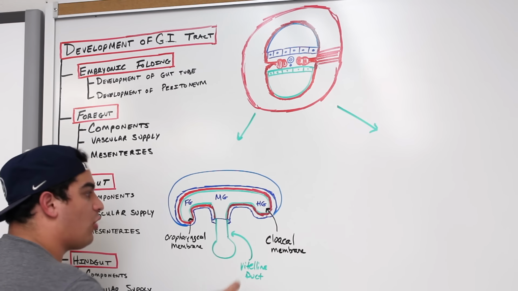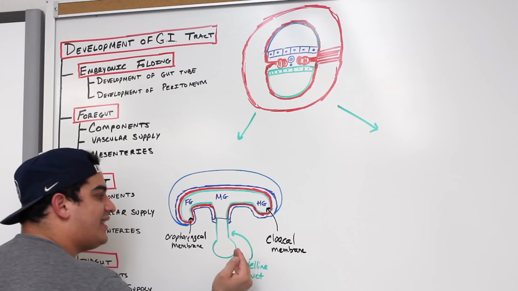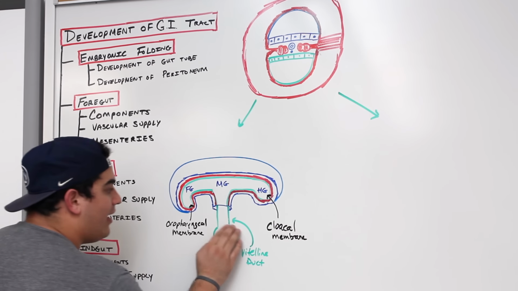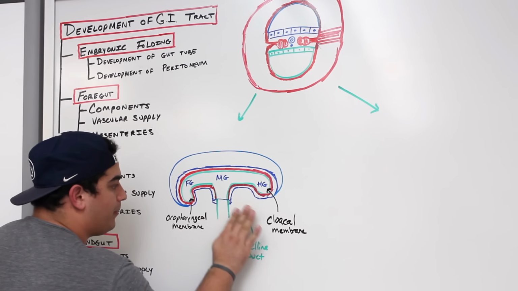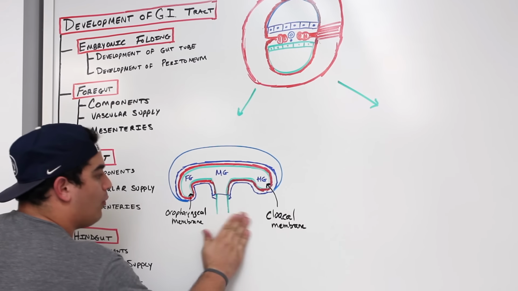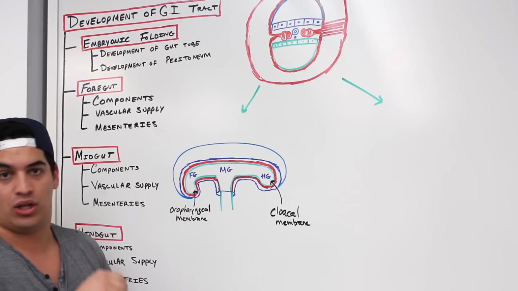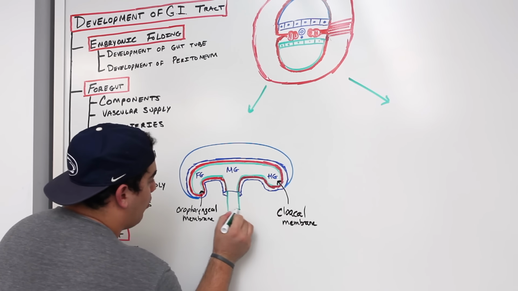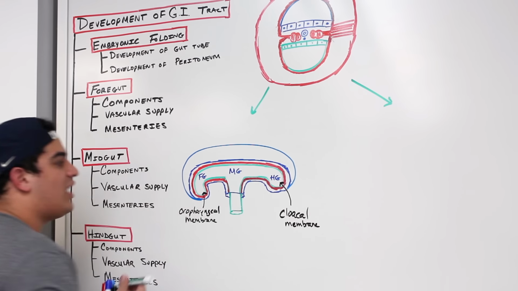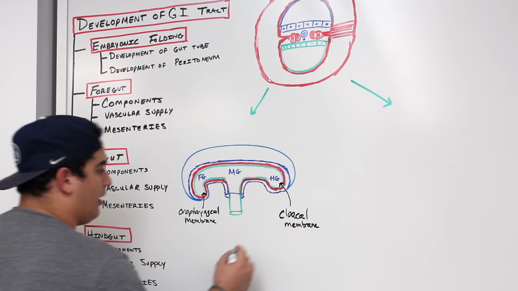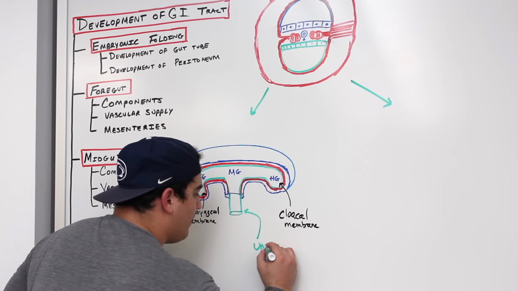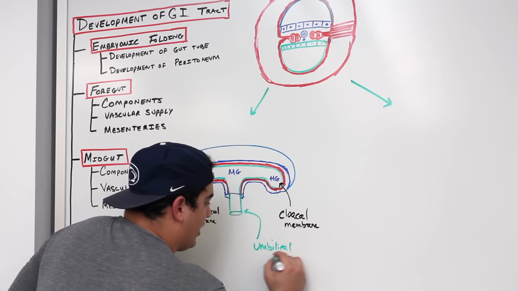But what happens is around the 6th week, the vitellin duct should get obliterated. And then now this will no longer be there. So when this is gone, what should we have? We should just have the umbilical cord. Okay, so at that point, when the vitellin duct is obliterated, all we should have left is just going to be the umbilical cord. Okay? So why am I mentioning this?